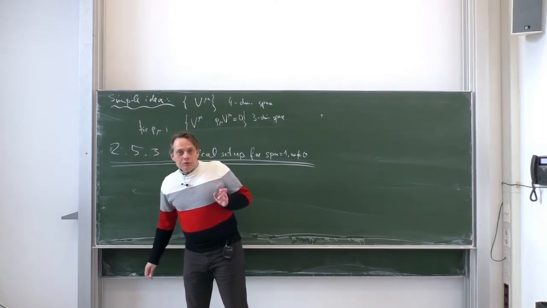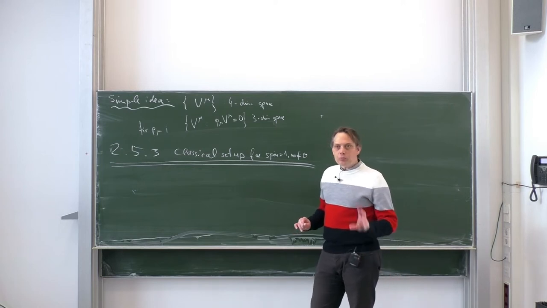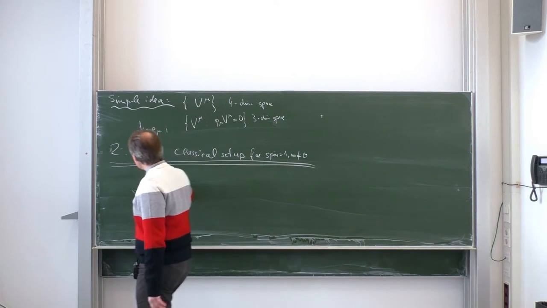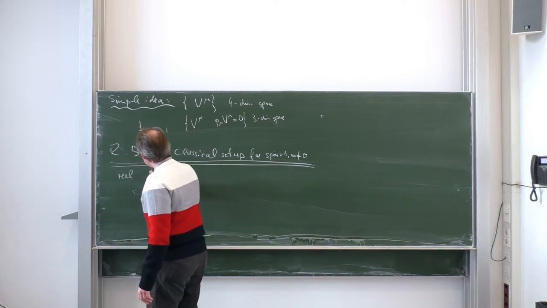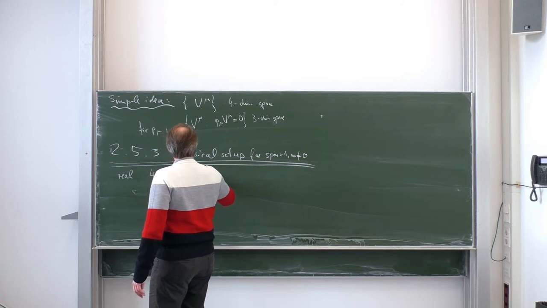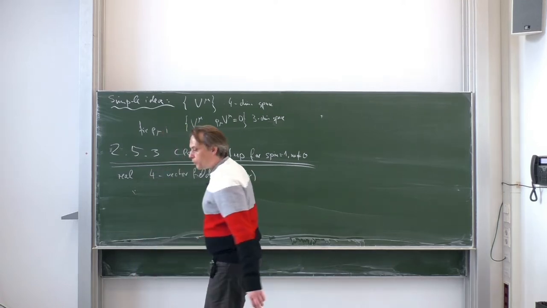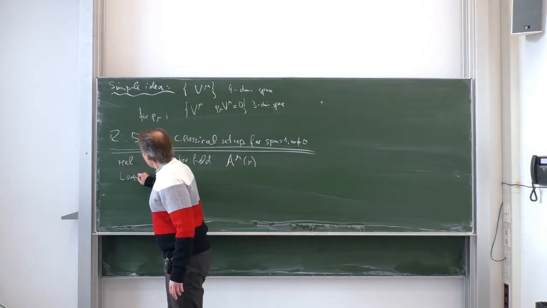However, in this case, I cannot begin with writing down the correct Lagrangian, because we have to think a little bit in order to obtain the correct form of the Lagrangian. First, our building block is a real four-vector field. I call it A mu of x, which has the following Lorentz transformation.